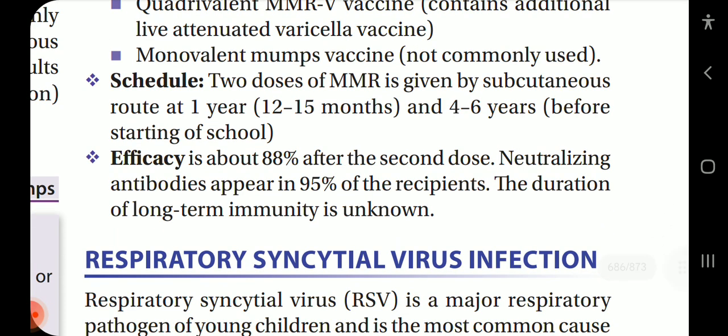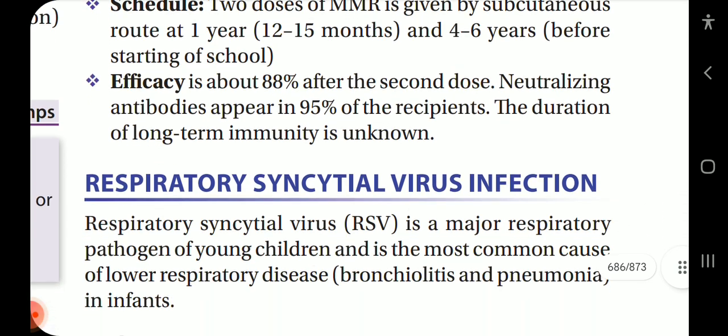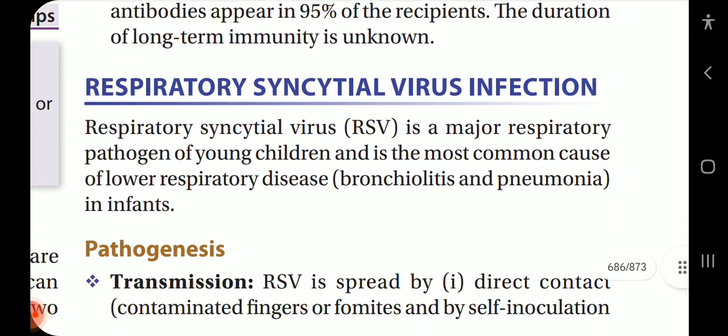Schedule: 2 doses of MMR are given by subcutaneous route at 12 to 15 months, and at 4 to 6 years before starting school. Efficacy is about 88% after the second dose. Neutralizing antibodies appear in 95% of the recipients. The duration of long-term immunity is unknown.